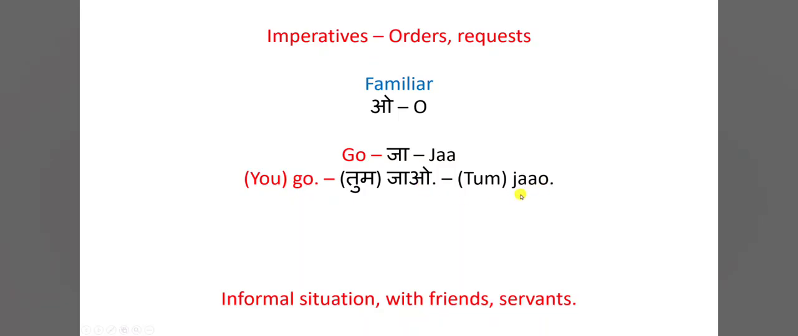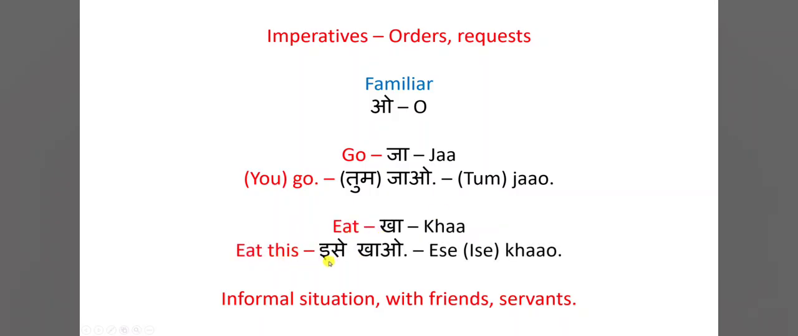Jao. Okay? Eat is kha. Eat this is ise khao. O is added to the root verb. Okay? Here too there is a you which we do not say. It is in reality you eat this, but we do not say you aloud. Okay?